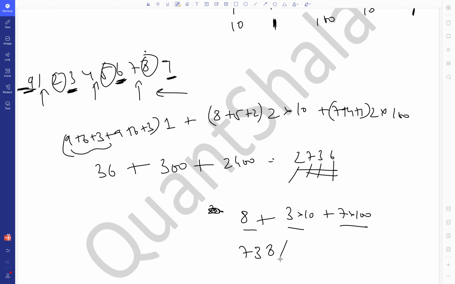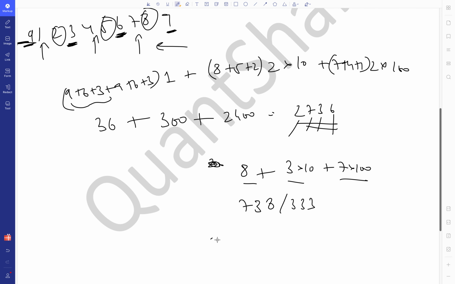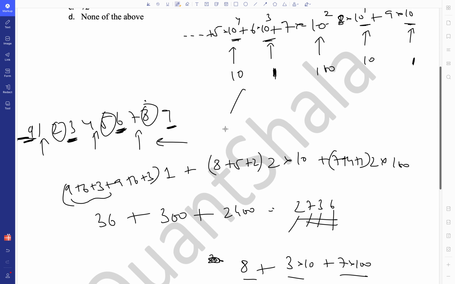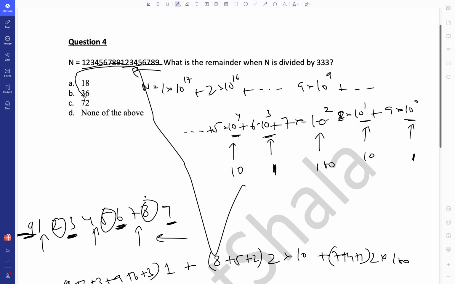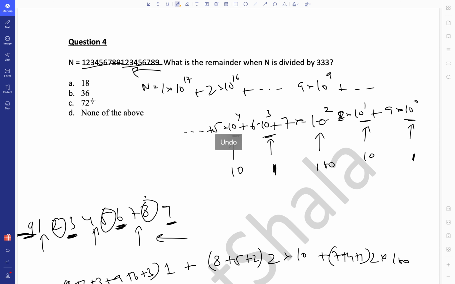Now this time we'll have to find the remainder with 333. So we know that 666 is a multiple. So 738 minus 666 is your answer. This comes out as 34 plus 38 is equal to 72. So 72 is your answer in this case. So 72 will be the answer.